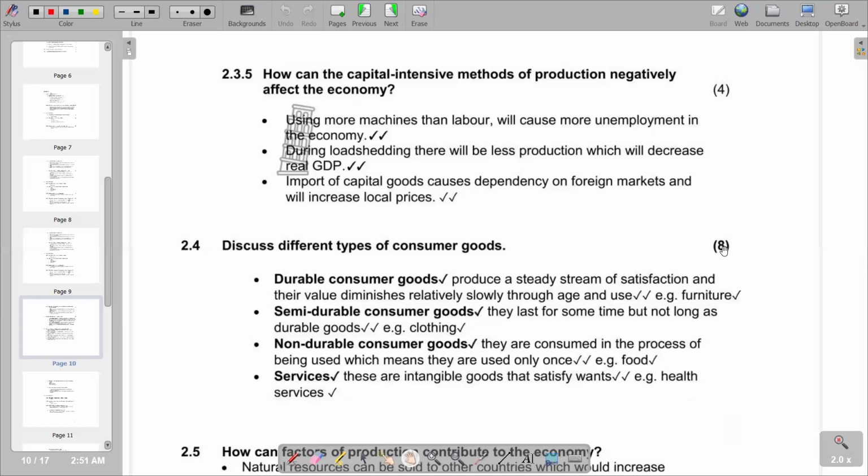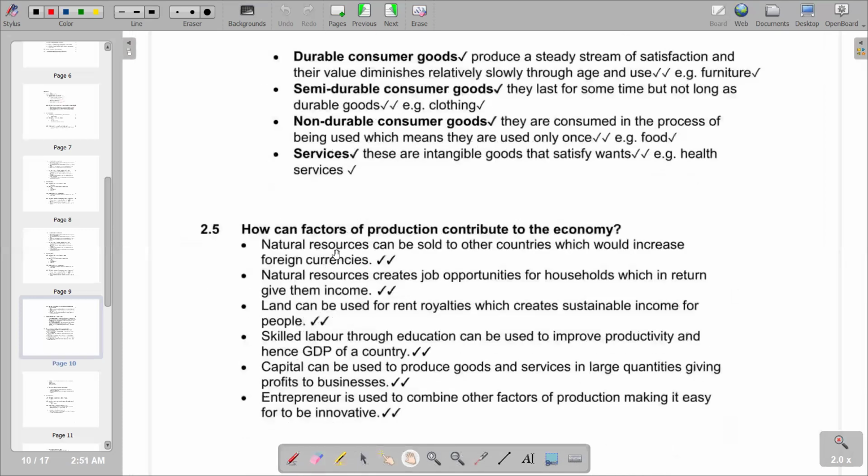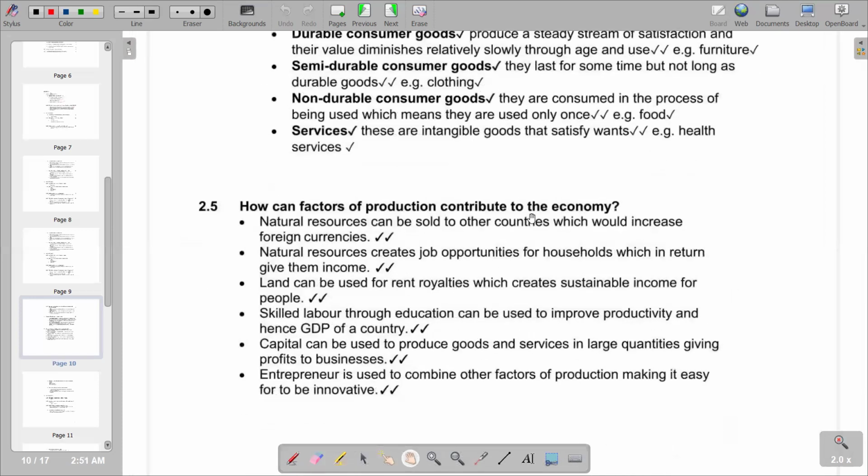And remember, our question has got 8 marks. Very important to take note. So each point is 2 marks. So we go to the next part of the question, 2.5, which is saying how can factors of production contribute to the economy? So we know that the factors of production we've got are land, labor, capital, and entrepreneurship. So how can they contribute to the economy?